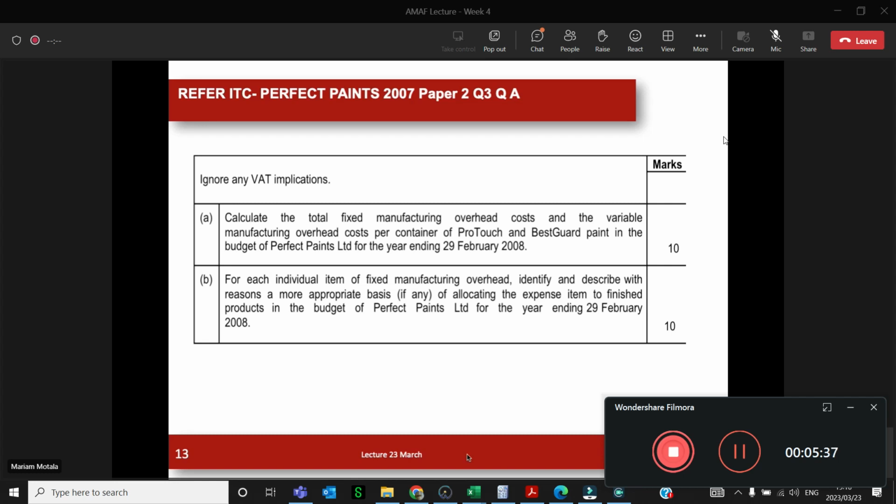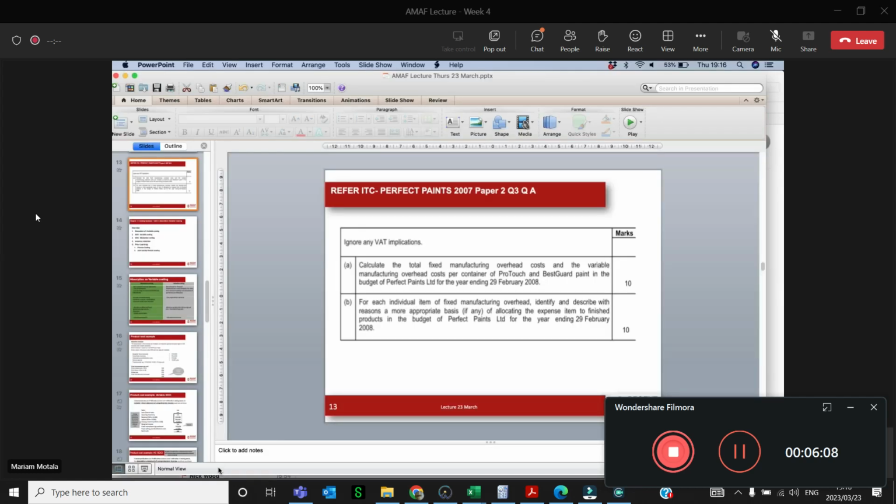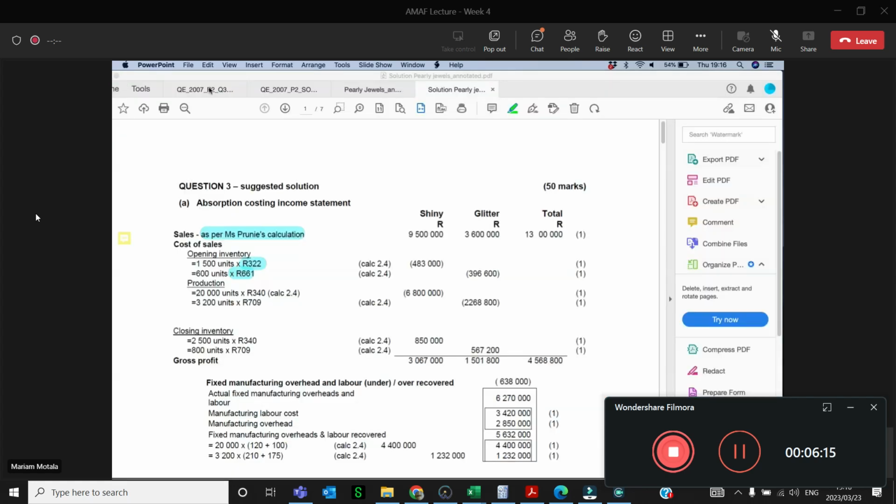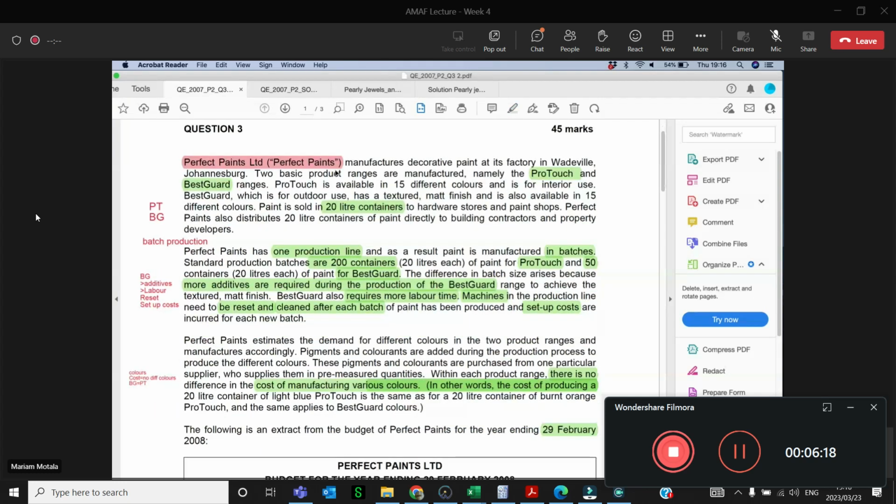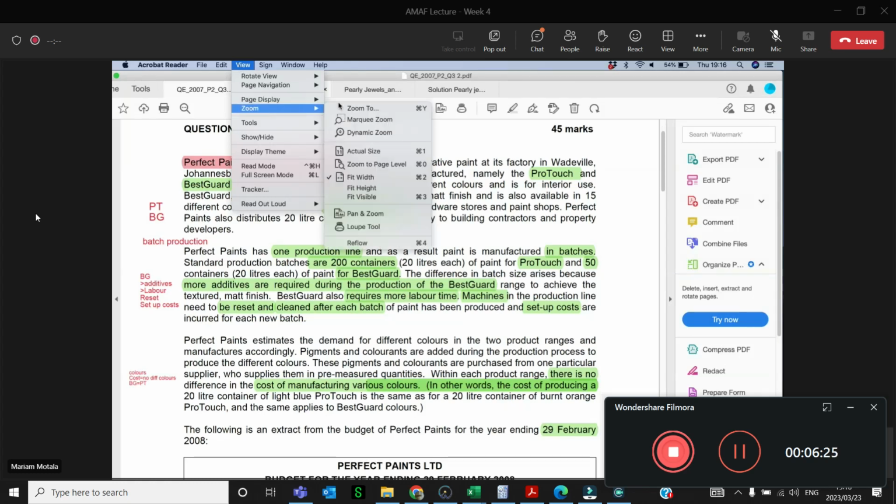Now, this is a good point for us to look at your tutorial set question called Perfect Pains. It was the 2007 ITC, a very old question. I'm just interested in this first particular part of the question, the A, whether you were in a position to split your costs into fixed and variable costs and come up with the product cost at the end of the day. I'm going to stop the slideshow, because I want to open up the actual question for you, which you would have already engaged with in your tutorial. I'm going to try and see if I can make this a little bit bigger.